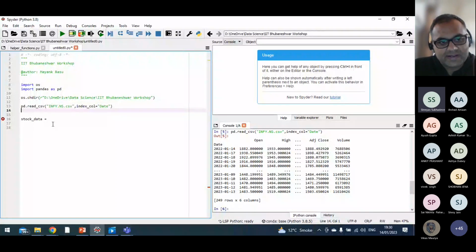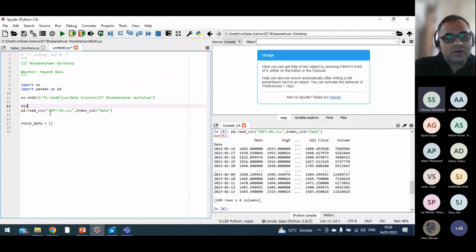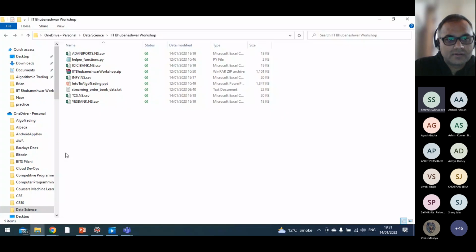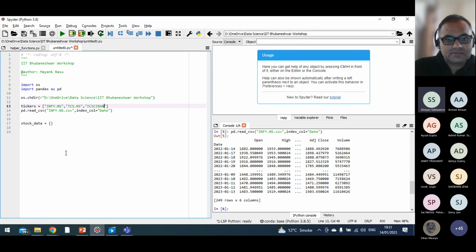Okay, but you have to store this data and save it in this stock data dictionary. So how do we do that? First, let us create all the tickers that you are interested in. So our tickers are infi.ns, tcs.ns. What else did I have? ICICI, is it bank or ICICI bank.ns?